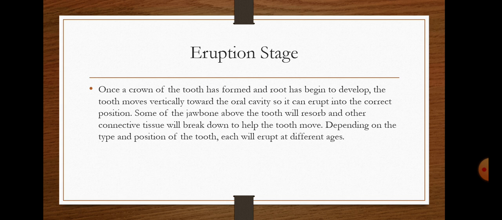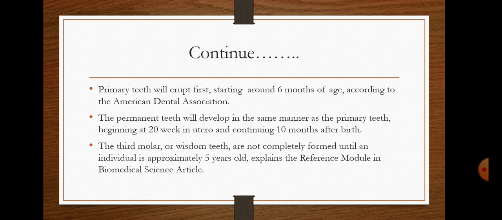Eruption stage. Once the crown of the tooth has formed and the root has begun to develop, the tooth moves vertically toward the oral cavity so it can erupt into the correct position. Some of the jawbone above the tooth will resorb and other connective tissue will break down to help the tooth move. Depending on the type and position of the tooth, each will erupt at different ages.